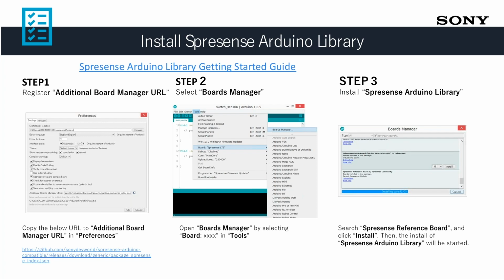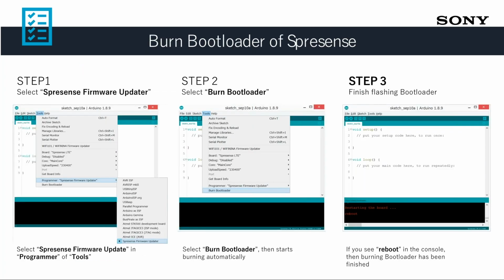So you have the Spresense reference board, and then the next step is to burn the bootloader. To burn the bootloader, you will follow these three steps. So you need to have the Spresense firmware updated, and then you need to do the burn bootloader. And the last step, when you do all of these things, on the black part of the Arduino IDE, you will see all of this compilation, and then it tells you reboot. Means everything is done, and you have downloaded everything, and then you have the libraries on the Spresense board.